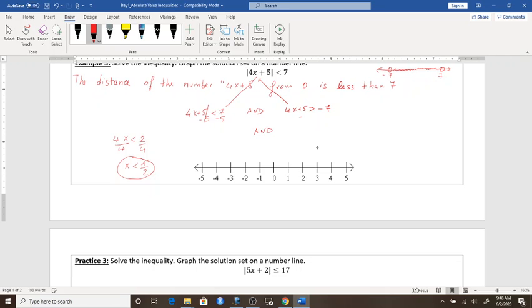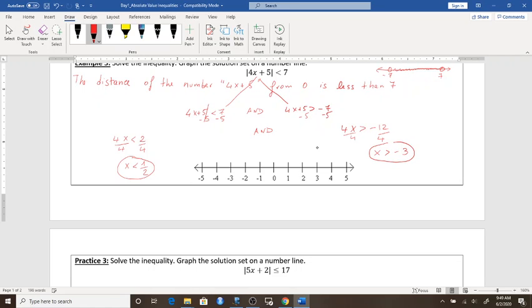From here, we subtract 5, and we end up with 4x greater than negative 7 minus 5, which is negative 12. We divide by 4, so we end up with x greater than negative 12 over 4, which is equal to negative 3. So what we just said is that x needs to be less than 1/2 and greater than negative 3. How are we going to represent this?